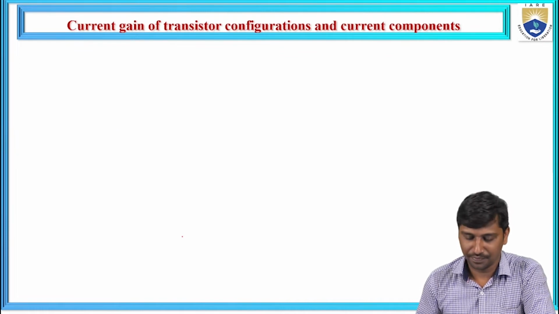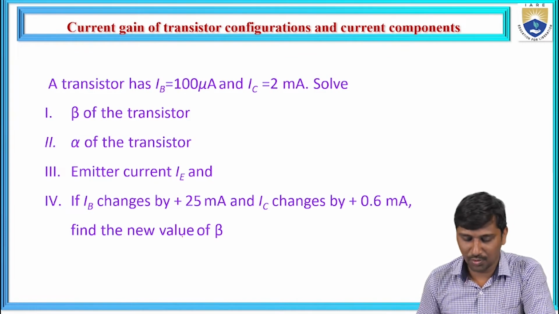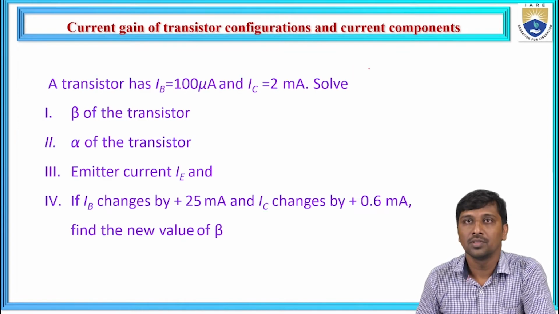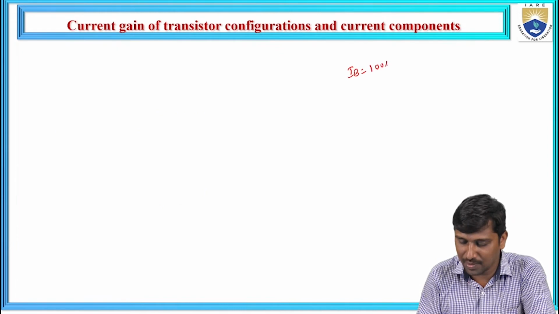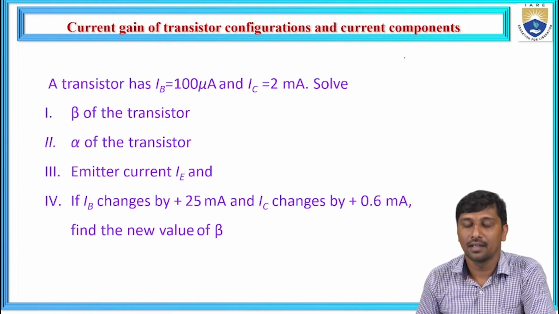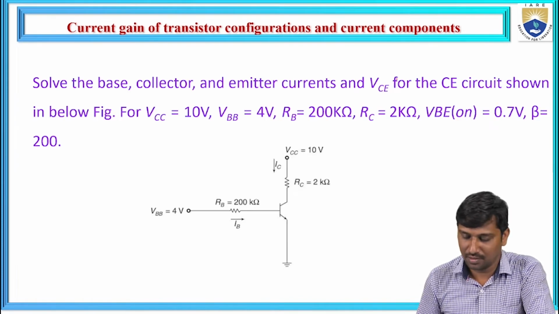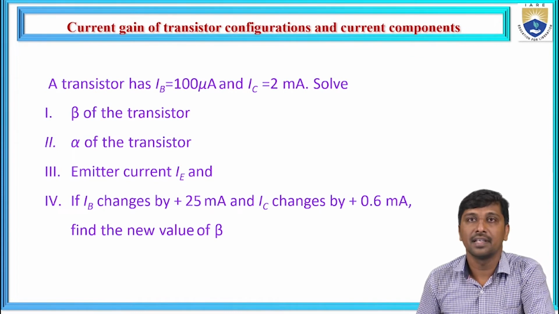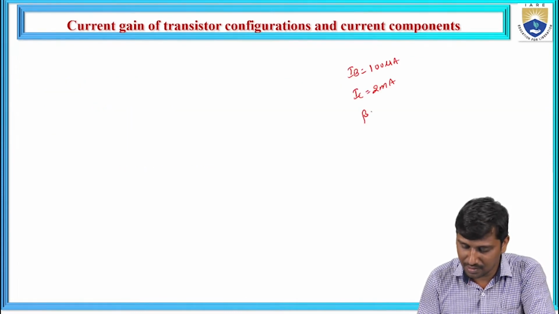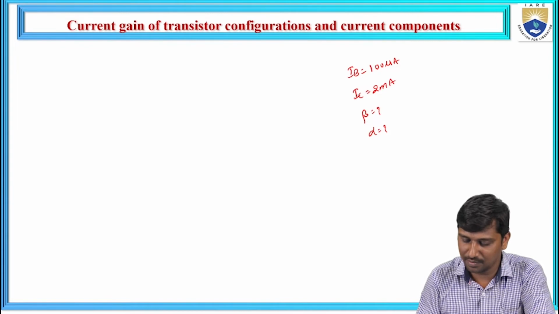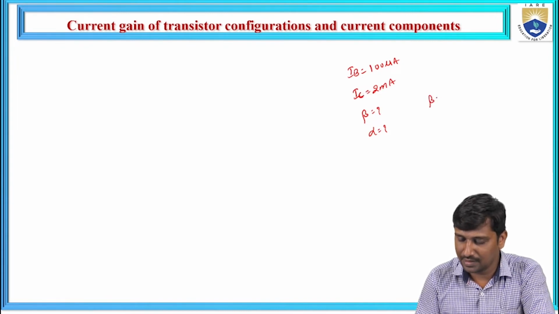For this case, first note the given specifications. The IB value is given as 100 microamperes and the IC value is 2 milliamperes. Based on that, we first need to calculate beta of the transistor and alpha of the transistor. Beta is derived from the common emitter configuration.